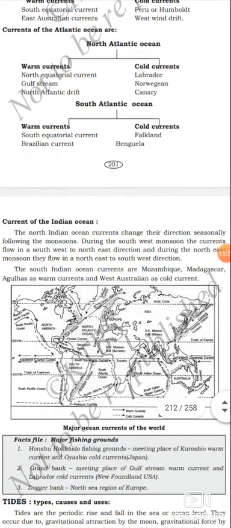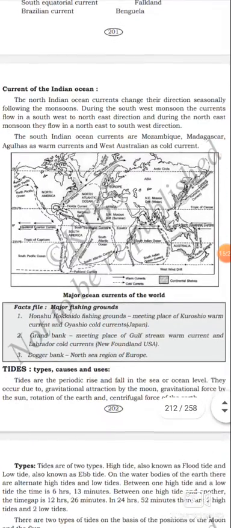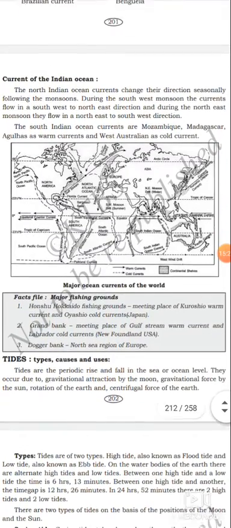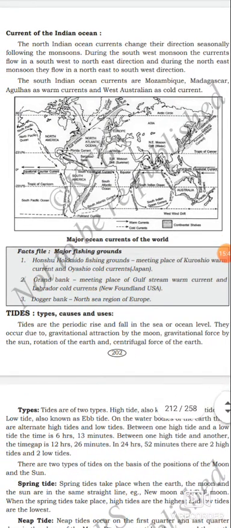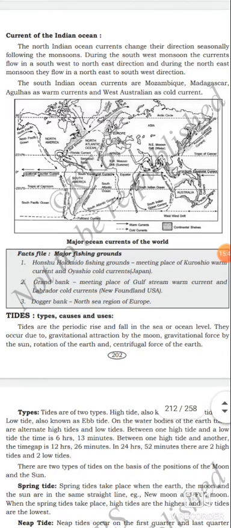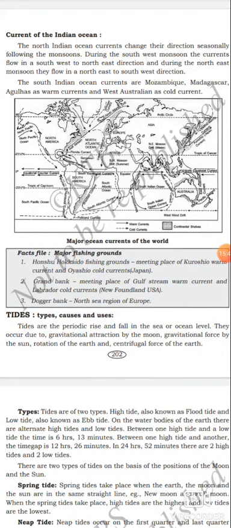This chart is not required for you. Come to the next page. Currents of the Indian Ocean. The North Indian Ocean currents change direction seasonally following the monsoons. During the southwest monsoon, the currents flow in a southwest to northeast direction, and during the northeast monsoon, they flow in a northeast to southwest direction.